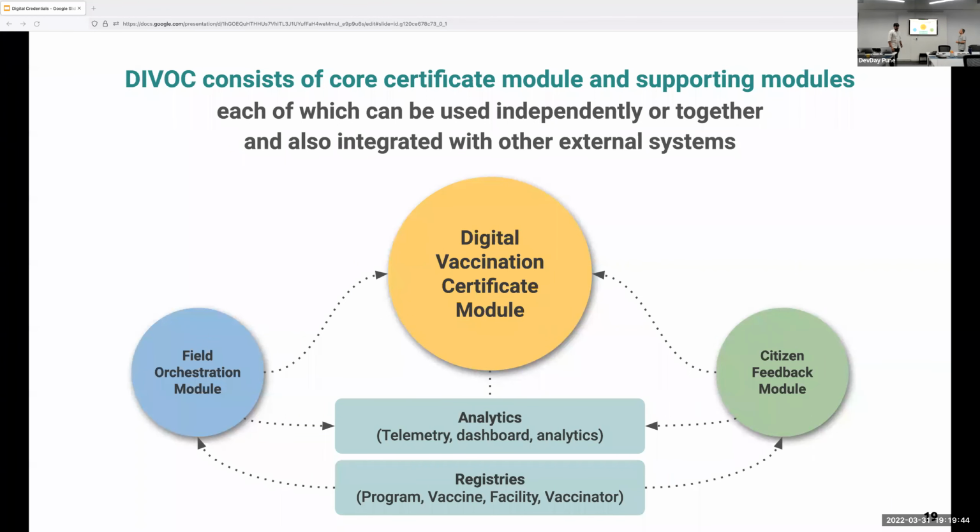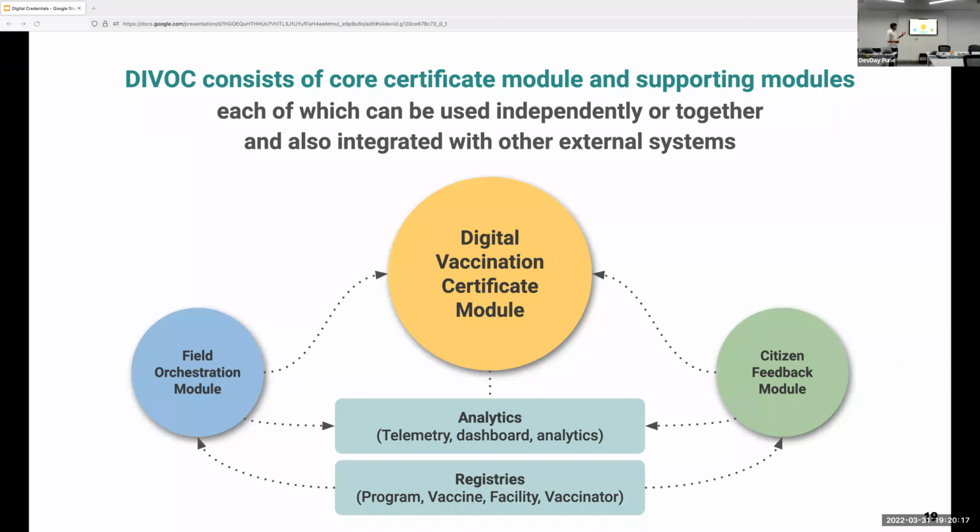Let's talk about DIVOC. DIVOC consists mainly of the modules that we built. The first module is the field orchestration module, which concentrates on field management, building the facility, managing the vaccine, allocating the vaccine, all of that. The second module is the main module, which is about generating the vaccination certificate. The third module is the citizen feedback module, which captures the feedback once the recipient gets the vaccine.